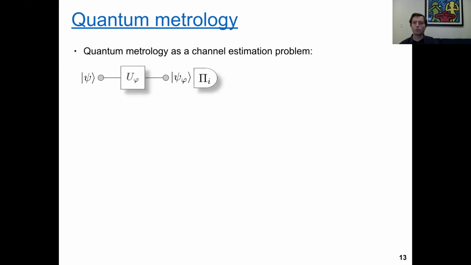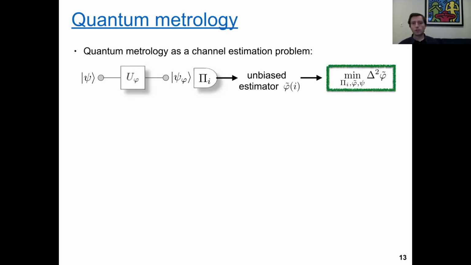We have some initial state psi, and then there is some channel which depends on the parameter phi. We send the state through the channel, and then we perform some measurement. What we want to do is come up with some unbiased estimator for this parameter phi. We can optimize the initial state psi, and we can also optimize the measurements. We would like to minimize the variance of this unbiased estimator.